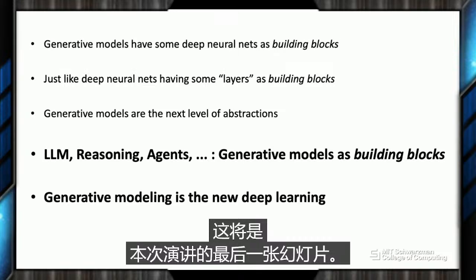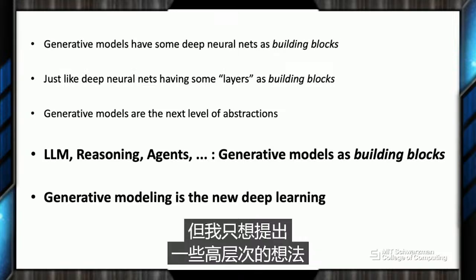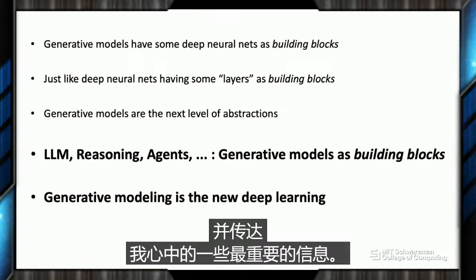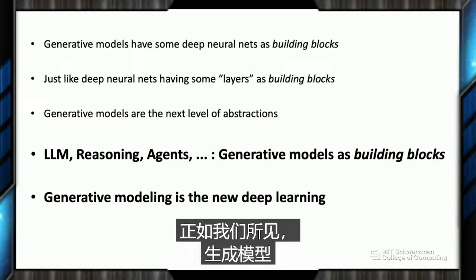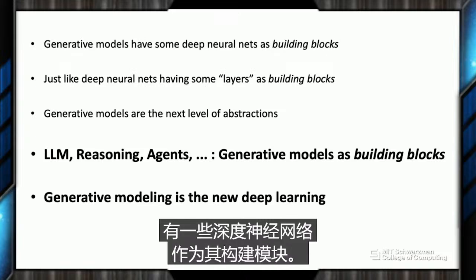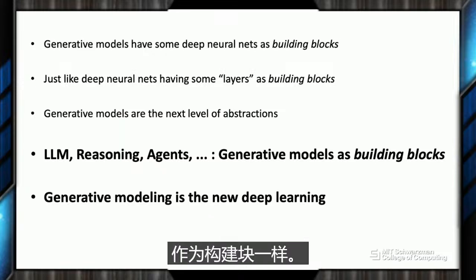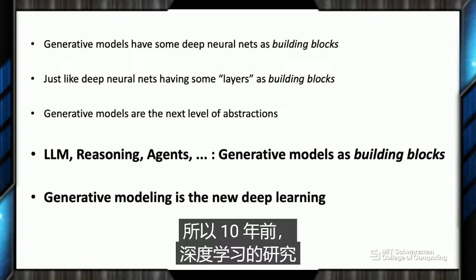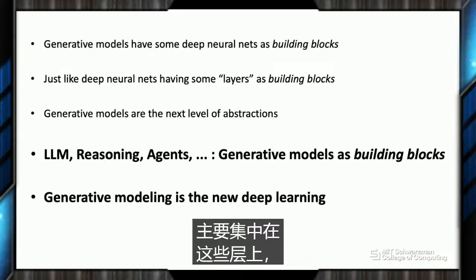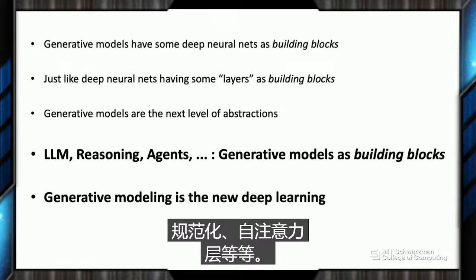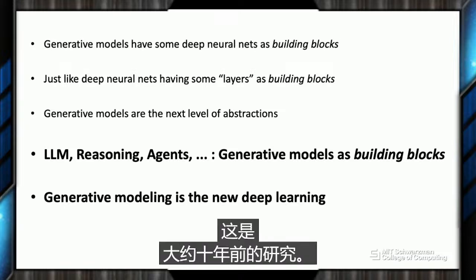This will be the last slide of this talk, but I just want to give some high-level ideas and convey some of the most important messages in my mind. As we have seen, generative models have deep neural networks as their building blocks, just like deep neural networks have layers as their building blocks. Ten years ago, the research in deep learning was mainly about these layers, let's say convolutions, activation functions, normalizations, self-attention layers, etc. That is the research from about one decade ago.